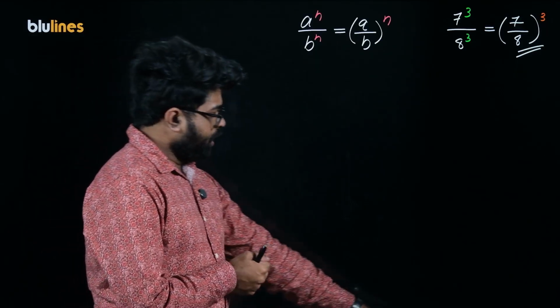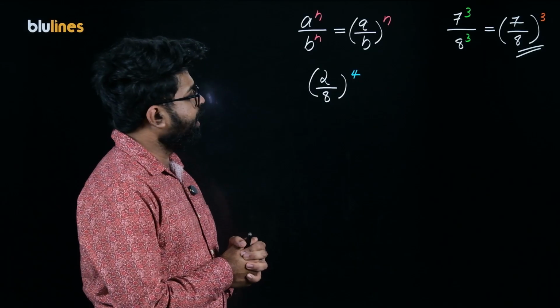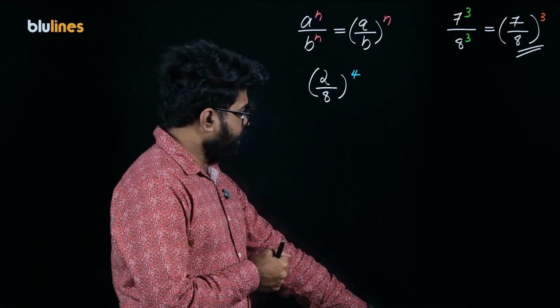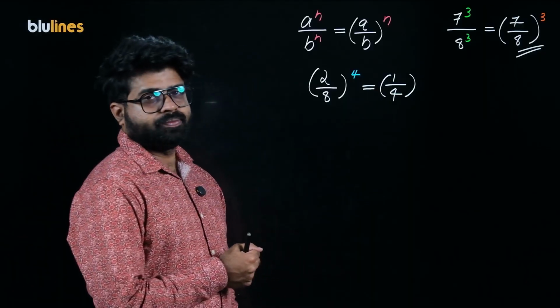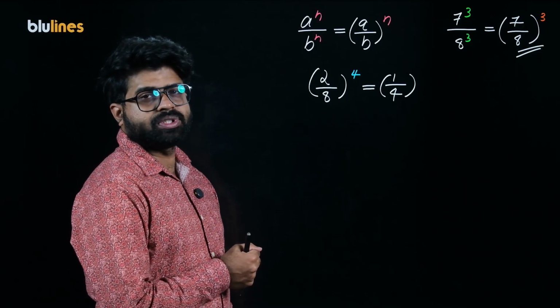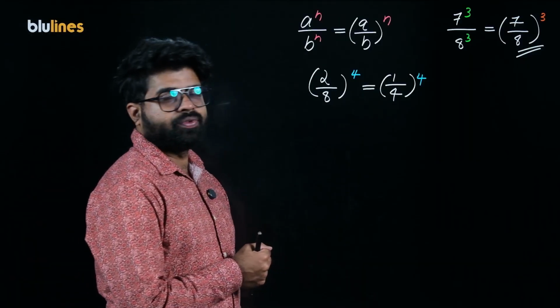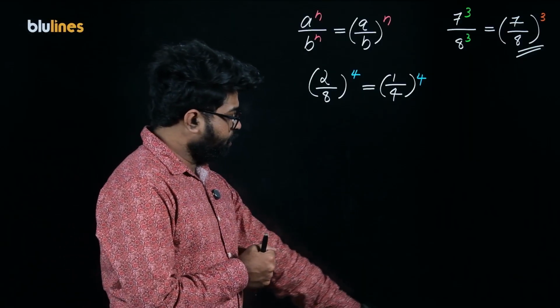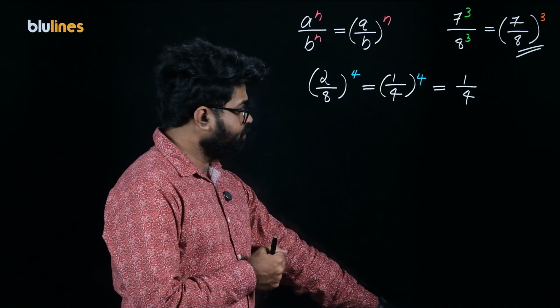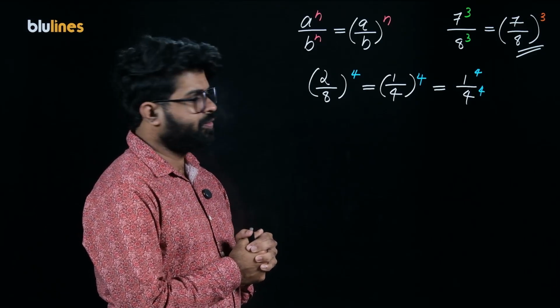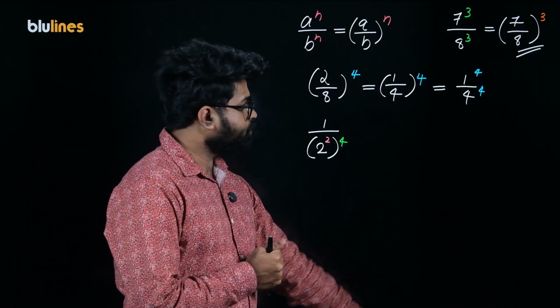Now what is 2 by 8 the whole to the power 4? In this case I can write 2 by 8 as 1 by 4. I can cancel out 2 from both sides, so it's equal to 1 over 4. And it is 1 over 4 the whole raised to 4. What is 1 over 4 the whole raised to 4? It is 1 to the power 4 upon 4 to the power 4. What is 1 to the power 4? It is 1 itself, and then 4 to the power 4.